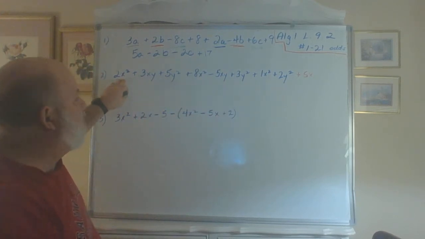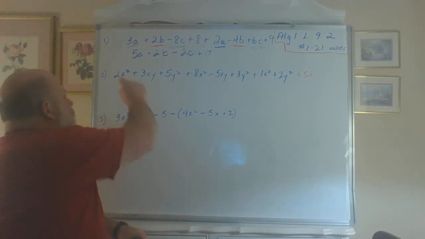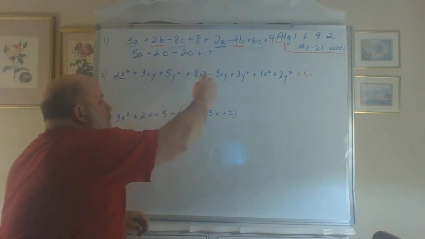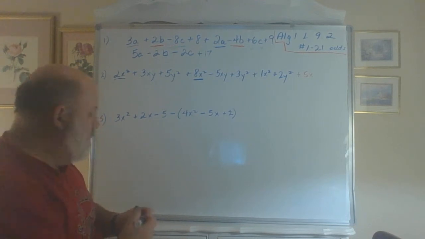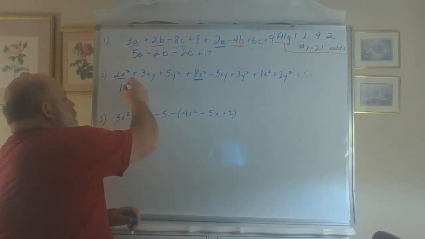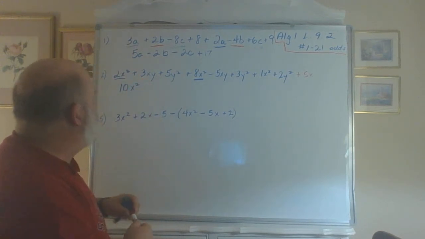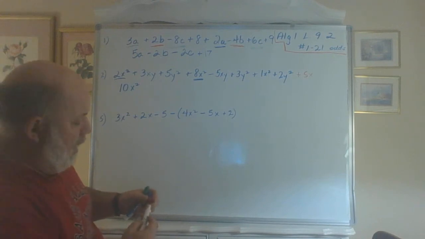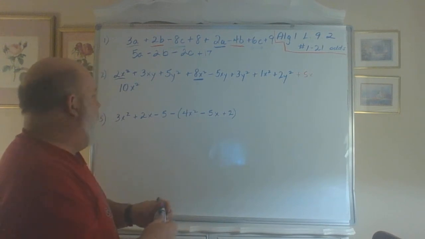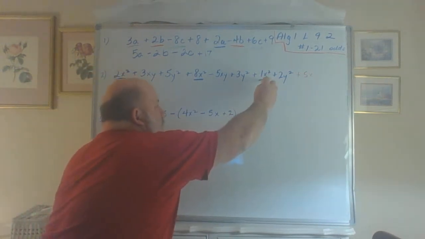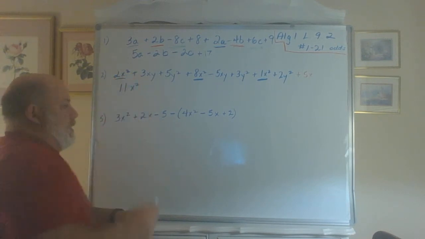Again, this is like 2xx. I'm looking for something else that has xx. Here is 2xx. There is 8xx. It is 2 plus 8. That gives me 10x squared. This next one is xy. Oh, I missed one. Way down there, there's another one that has an x squared. So 2 plus 8 plus 1, 11x squared.